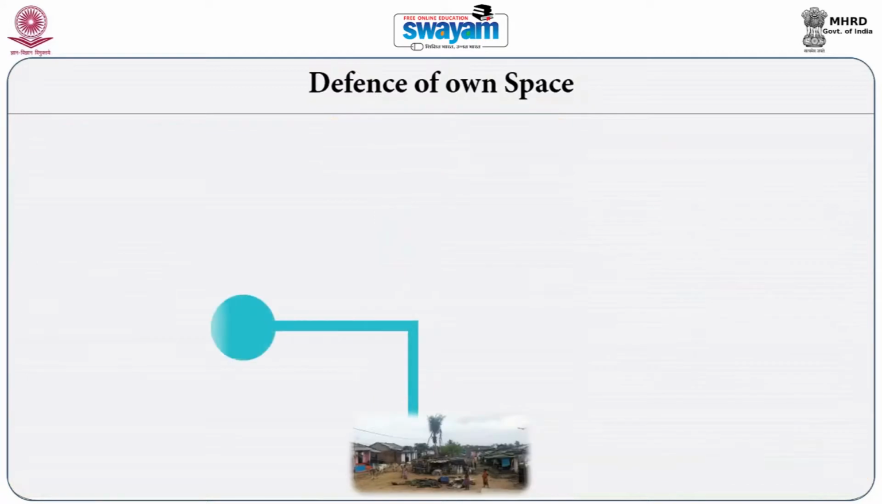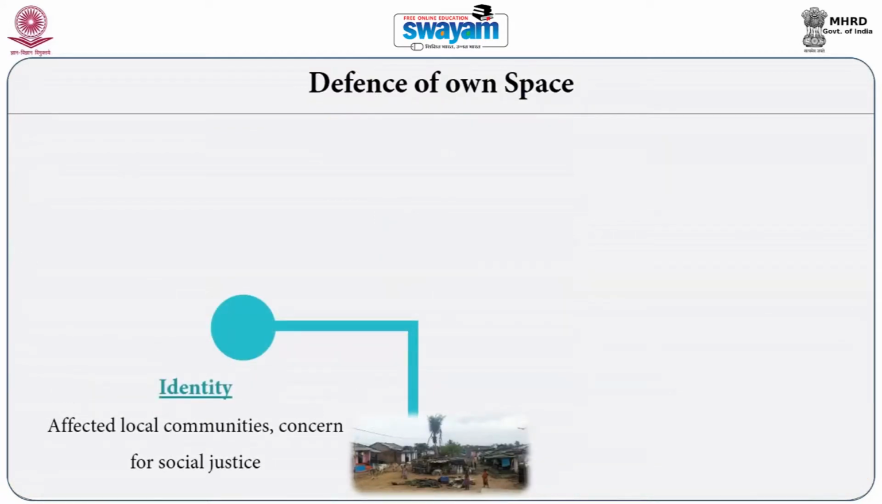What is the common identity that brings people together for this movement? The common identity that brings people together, as well as the identity produced by this movement, is that of affected people. The participants term themselves affected people. They are directly affected by environmental degradation. So it is the concern for social justice, the concern for their right over nature, that becomes the central issue here. The common identity is affected people or affected communities.